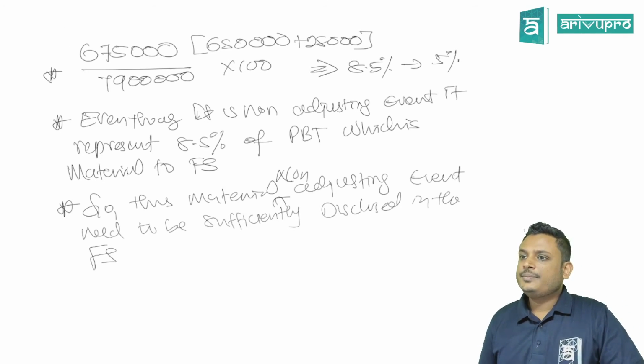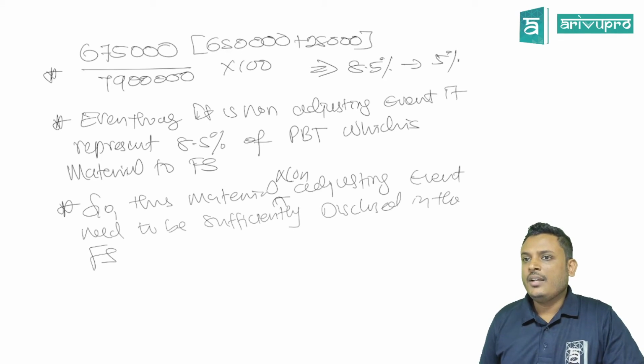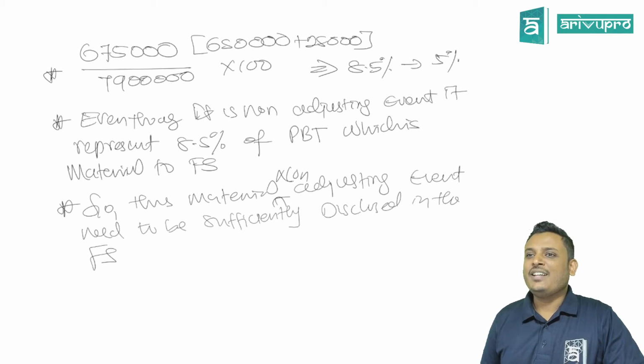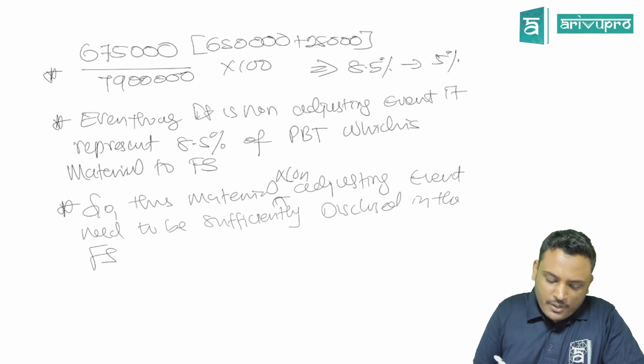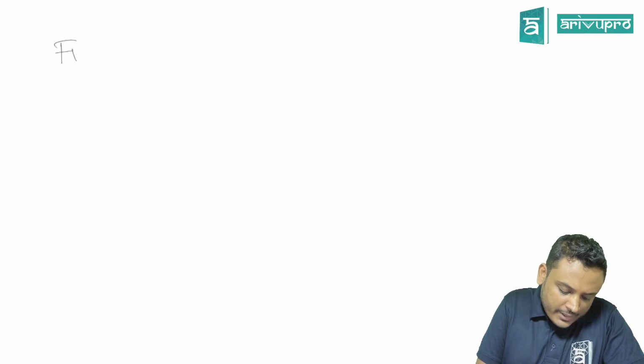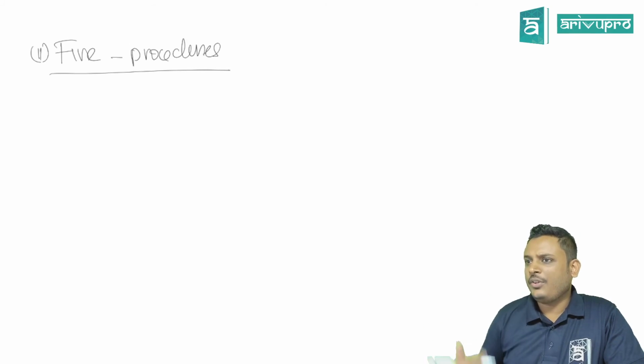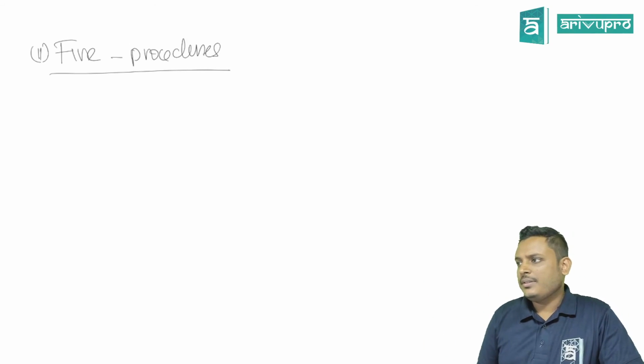Is it clear? Understood? This is how you should write answers. Don't write the answer in a single word. What is a single word? It is non-adjusting event. Okay. Shall we move to the procedure now? So for the fire, what is the procedure? They ask audit procedures, part 2. First I'll take the first event, procedure. Second event, procedure.